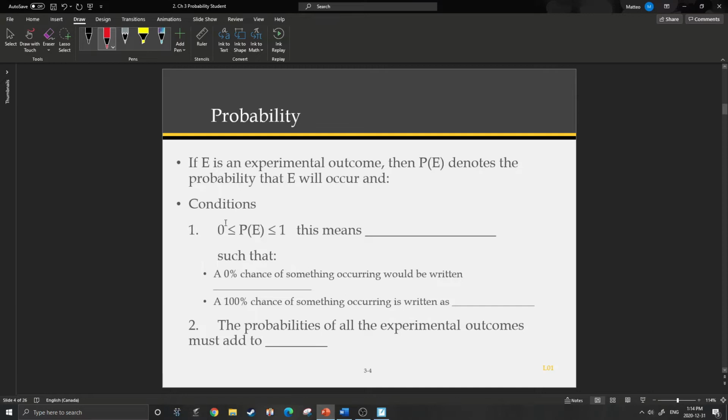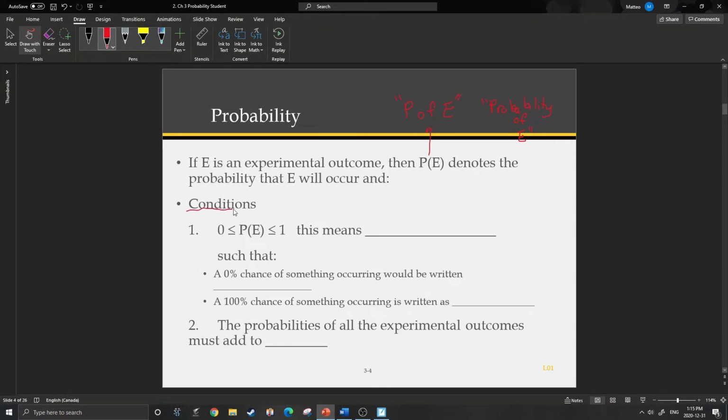All right, so we're just going to get used to some letters and other things here. If E is an experimental outcome, then P of E, notice how I say this, P of E, that's just some math lingo. P stands for probability and E stands for experiment. So we might also say, probability of E. And I did finally get a stylus. Do you like it?